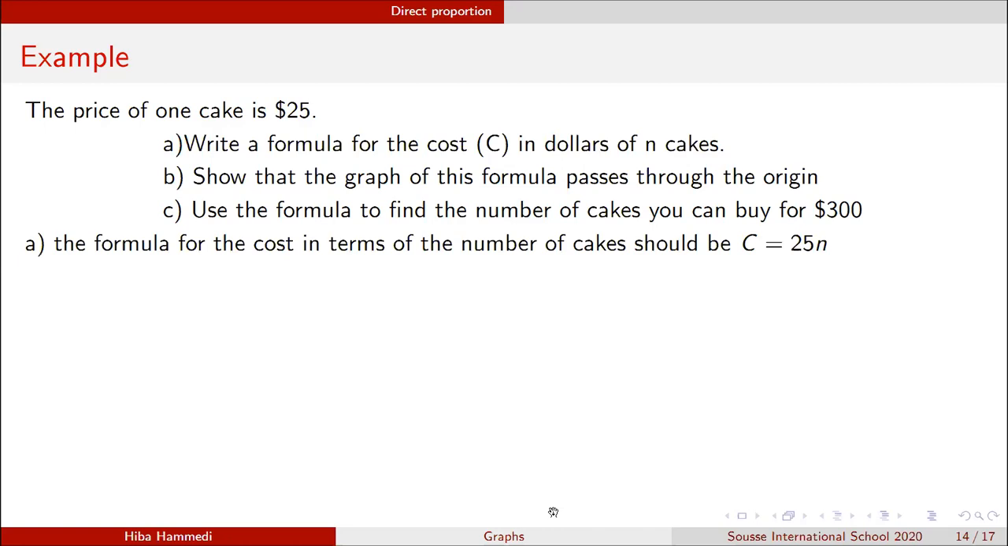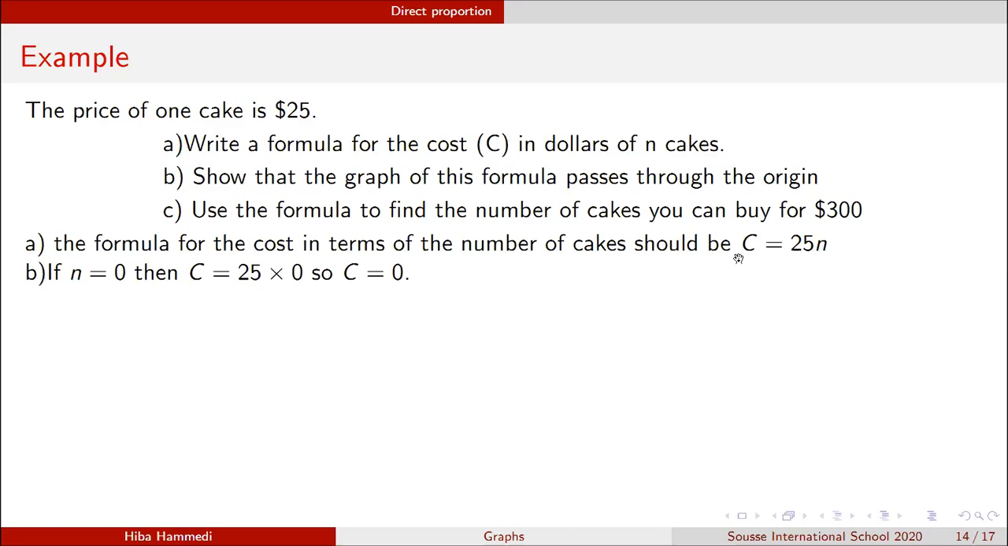So the formula of the cost in terms of the number of cakes should be C is equal to 25 times n. Because if I have one cake, the cost will be 25 times 1. If I have two cakes, the price will be 25 times 2. If I have three cakes, the price is 25 times 3. This is why if I have n cakes, the price will be C is equal to 25 times n.